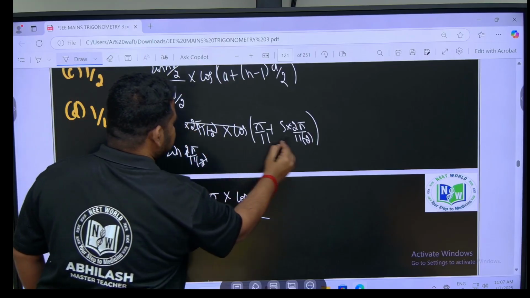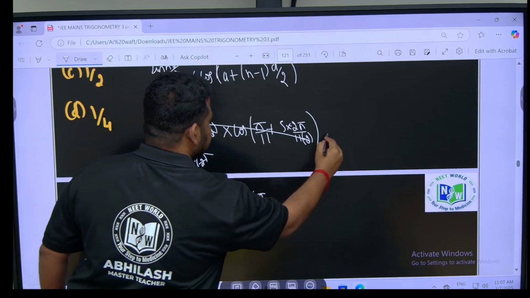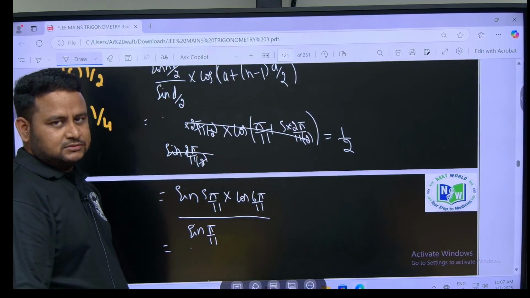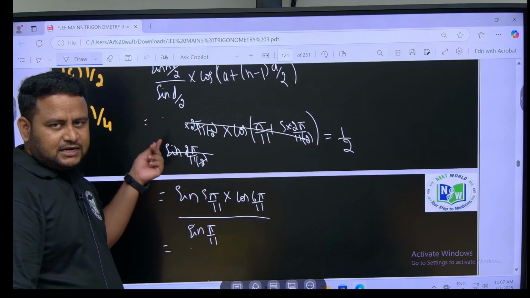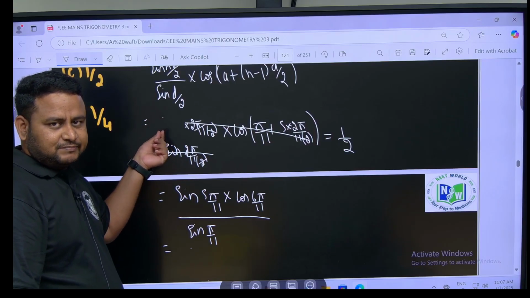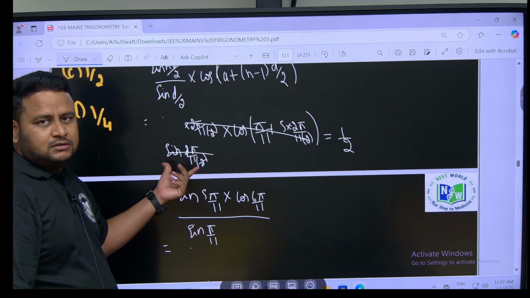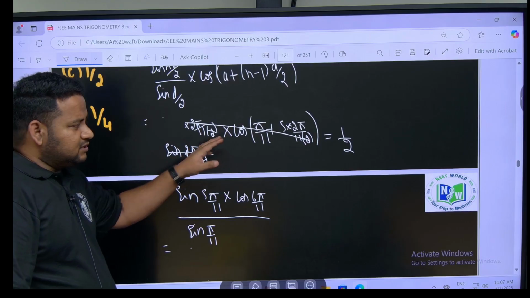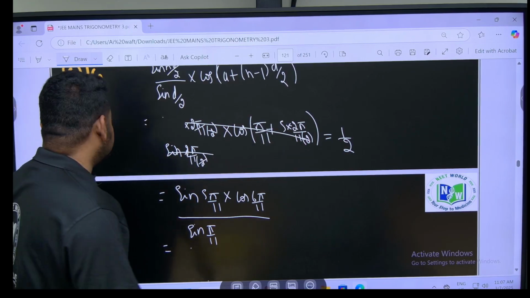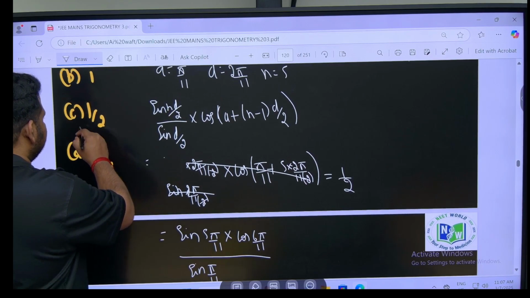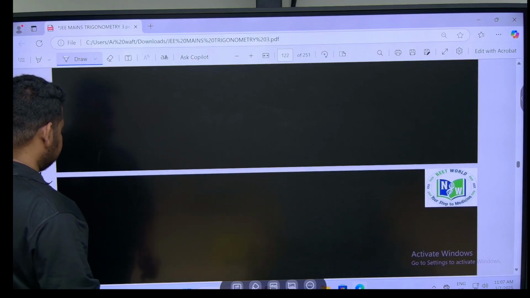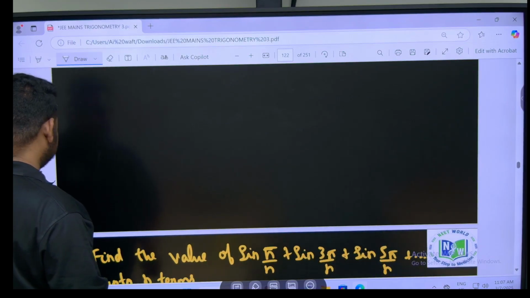So this completely will get cancelled, this will get cancelled, and you will get 1 by 2 as the answer. You multiply and divide by 2, and you will get something similar to the denominator, sin 2 theta somewhat. So numerator and denominator will get cancelled, then you will be left with 1 by 2. Here the correct answer is 1 by 2. No need to do further simplification. Got it, friends?